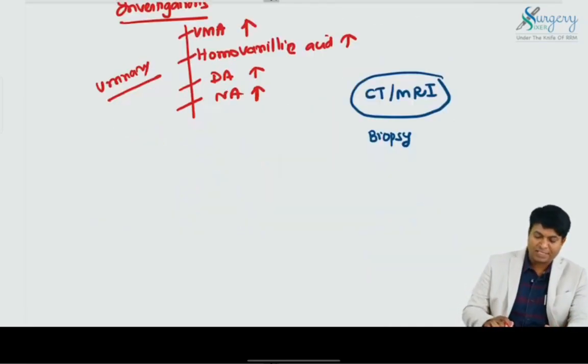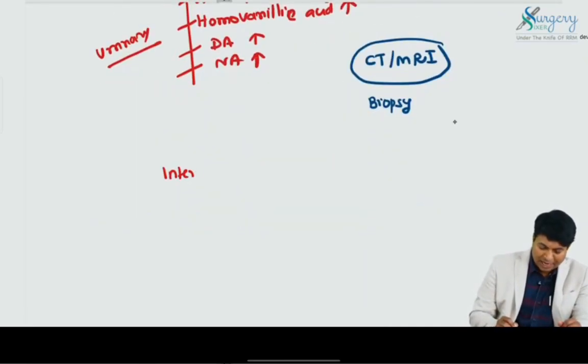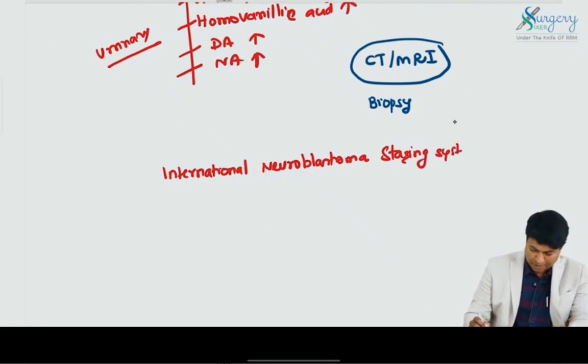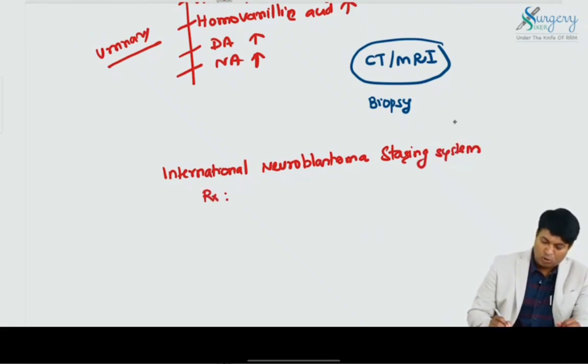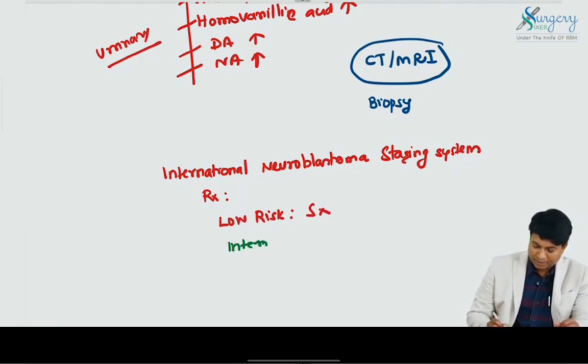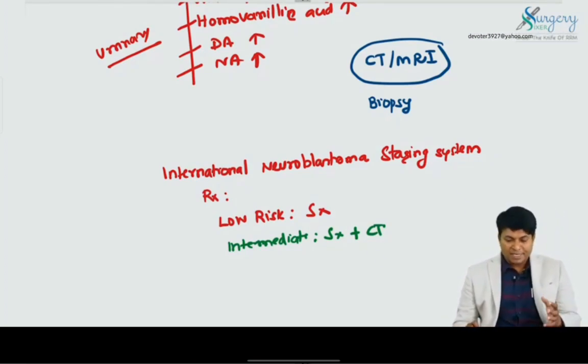There is a classification system for this tumor. Though not so important, just know the name: the International Neuroblastoma Staging System. And the treatment is, for low risk cases, surgery alone is enough. For intermediate risk cases, we have to do surgery plus chemotherapy.